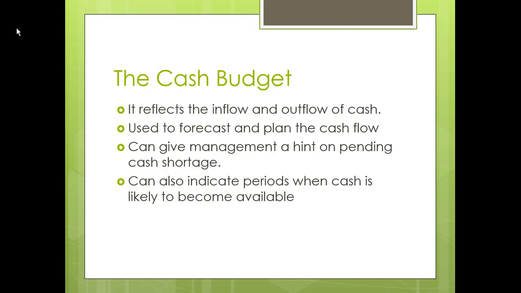The cash budget reflects the inflow and outflow of cash used to forecast and plan the cash flow. It can give management a hint on pending cash shortages, and can also indicate periods when cash is likely to become available and when cash is not going to be available. So from there, they can make their plans.